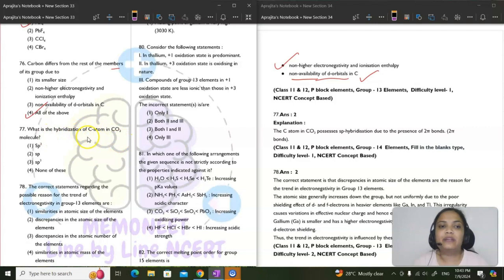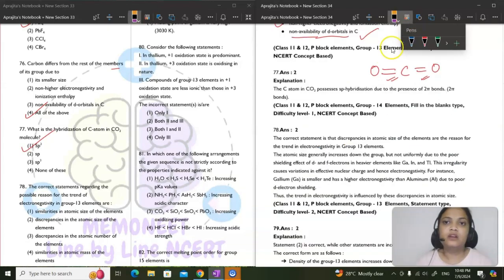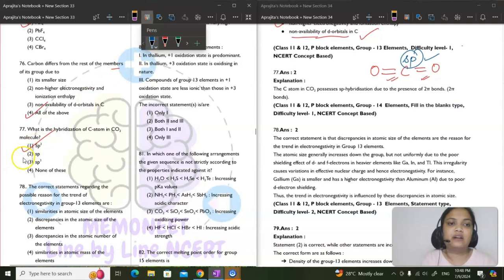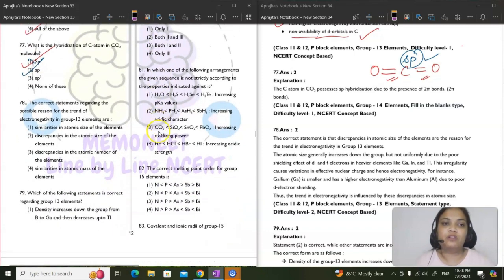What is the hybridization of carbon atom in CO2 molecule? In CO2, carbon forms two double bonds with the oxygen. If there are two double bonds, two pi bonds are there. So in that case, students, the carbon is going to be sp hybridized. So yes, the answer is going to be option number 2. That is, carbon will be having sp hybridization in CO2, because 2 pi bonds are there.